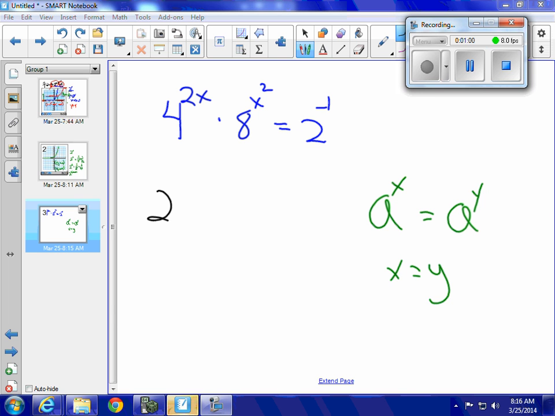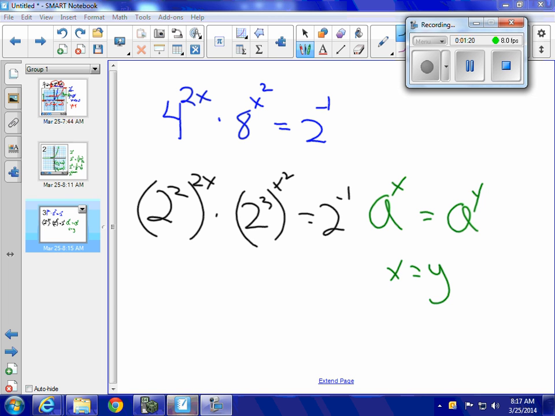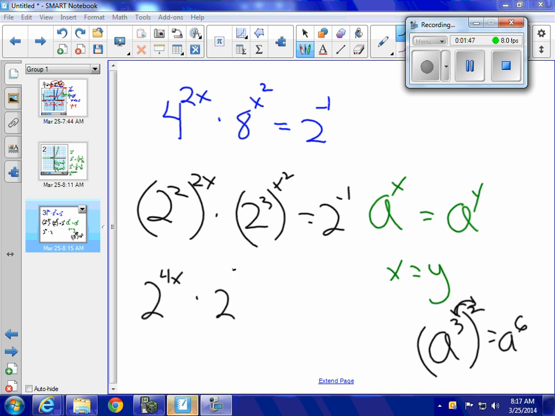So 4 is 2 to the second, and that is then to the 2x power. And 8 is 2 to the third, and that is to the x squared power. And then I have 2 to the negative 1. So when I have a to the 3 squared, I know I multiply these two figures. That would give me a to the 6. When I'm taking a power to another power, I multiply them. So this is going to be 2 to the 4x times 2 to the 3x squared is equal to 2 to the negative 1. Not quite finished.